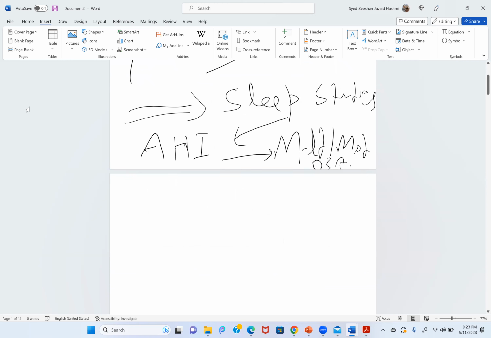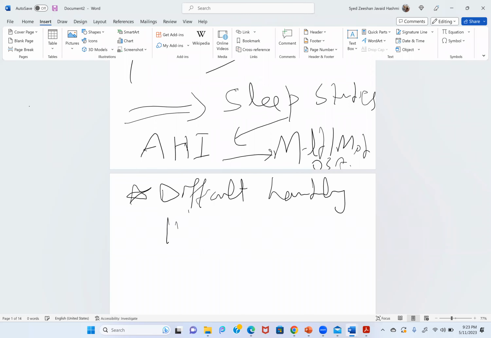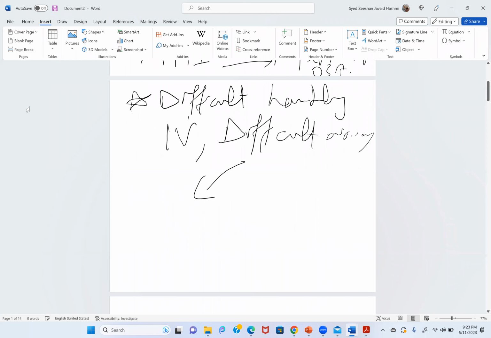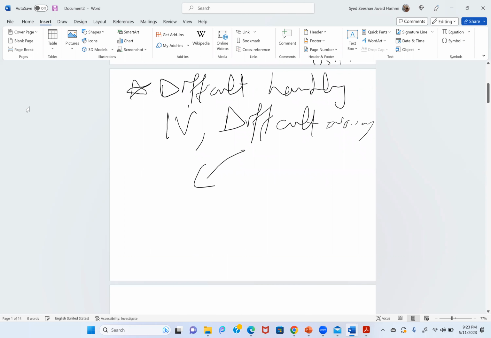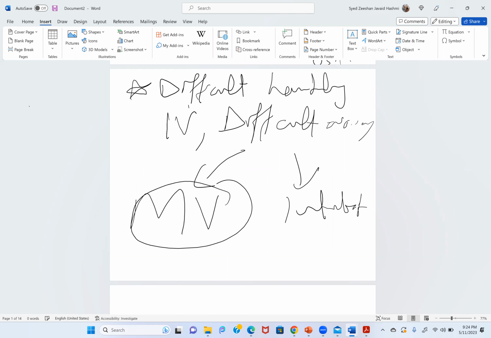So not all obese patients are the same, but there are some problems which are common in all obese patients, like difficult handling, difficult IV line. Then what else? Difficult airway. Actually, I tell you something: the majority of the time, they don't have difficult intubation. They have difficult mask ventilation. Intubation sometimes is very easy, but mask ventilation is really difficult.